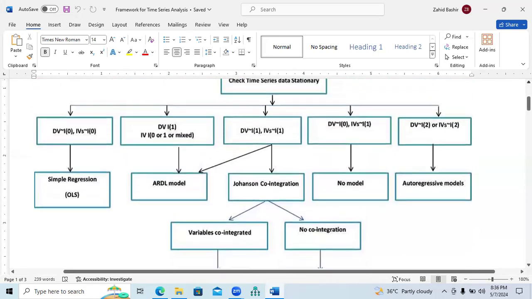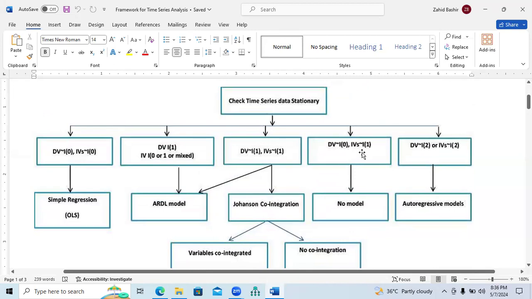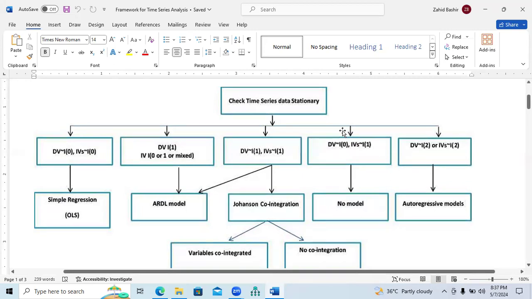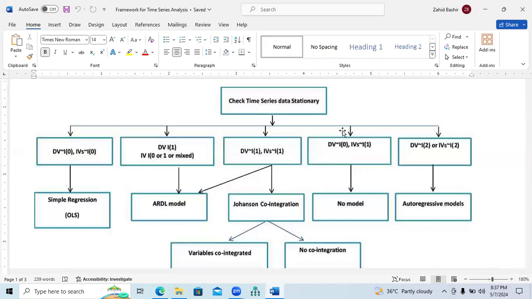So if your dependent variable is stationary at level and independent variable is stationary at first difference, in that case, there is no model. So always remember, whenever your dependent variable is stationary at level and your independent variable is stationary at first difference, then you are not going to consider your model. You need to revise your data, whether there are some errors in your data. You need to consider whether your data is normal or not. Maybe your data may represent some normality issue. In that case, you are going to consider some non-normal procedure or some non-parametric application of time series analysis.